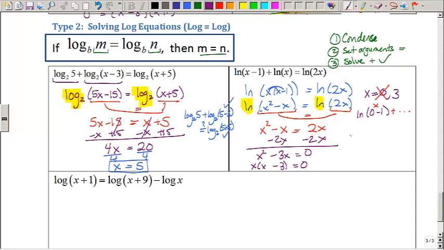Let's check 3. ln of 3 minus 1. Well, 3 minus 1 is 2, which is positive, so that's good. Let's keep going. Plus ln 3. Well, 3 is positive, that's good. Equals ln of 2 times 3. Well, that's 6, so that one's good. That is as far as you need to check. 0 is extraneous because when you plug in 0, you get a negative argument, and there's no such thing as a log of a negative. So 0 is extraneous, and we keep the 3 as our solution.